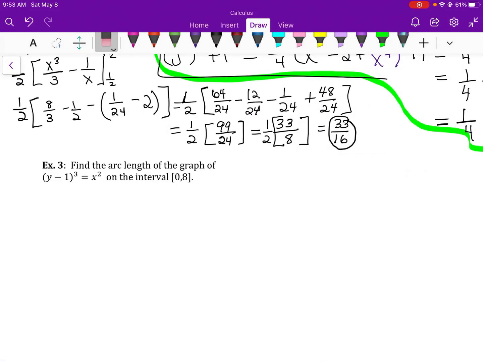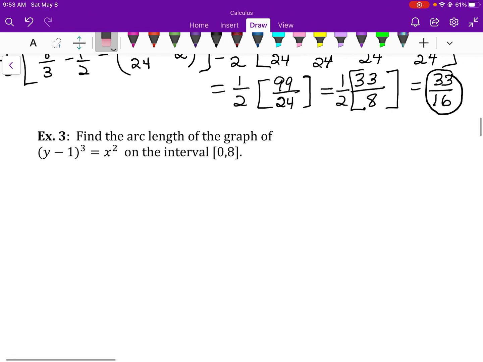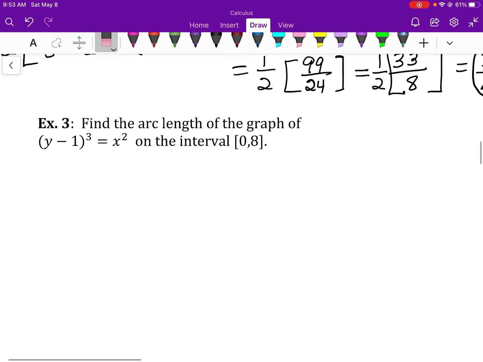Calculus. This second video picks up with example 3. It's also finding the arc length. You'll notice straight away that this equation is not solved for x or y. We're actually going to solve it for x.